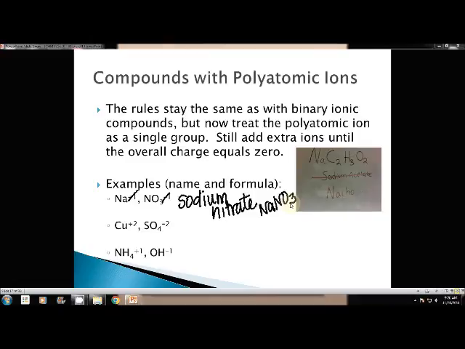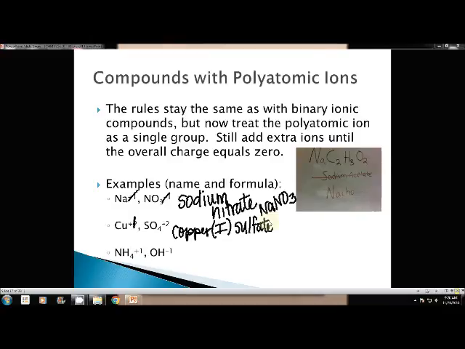Next, I'm going to pull the teacher card and make it a little bit more difficult, because copper is a Roman numeral element, so it can be a +1 or a +2. And to make things more difficult, we're going to make it a +1 instead. So make sure that it says Cu+1 in your notes. Okay, so I just kind of told you it's a Roman numeral, so the name, we're going to have copper, and it's the charge for the Roman numeral, so it's going to be copper-1, and then SO4-2 is called sulfate. So copper-1 sulfate is the name of the compound.